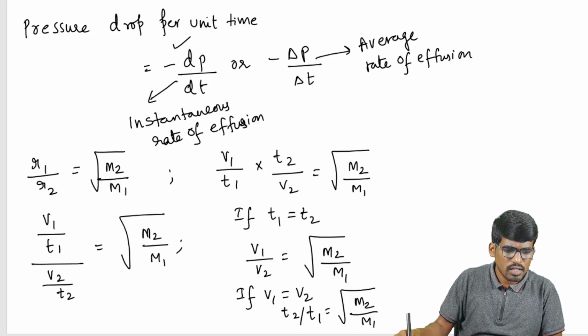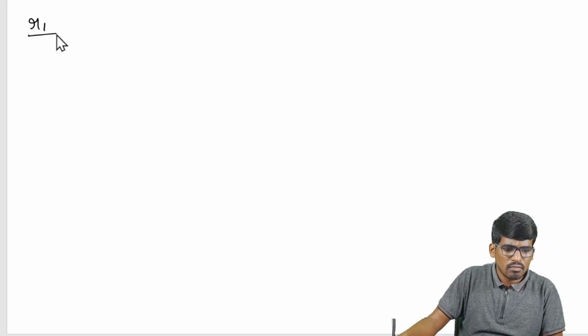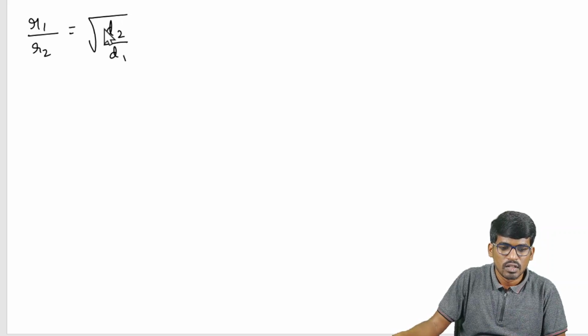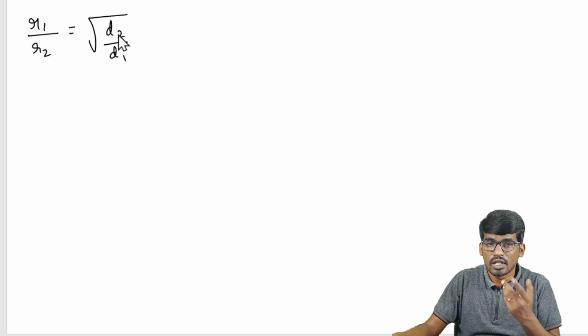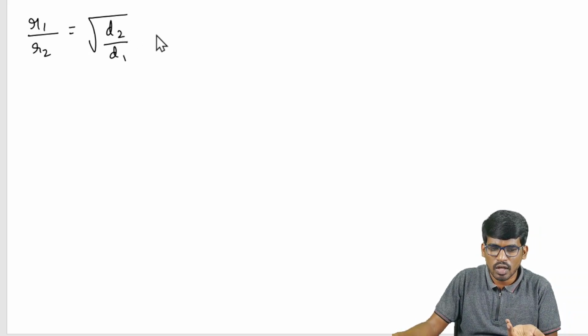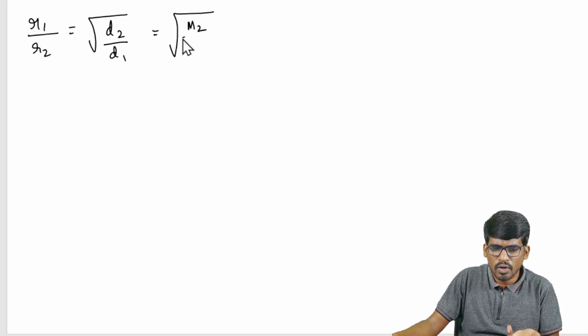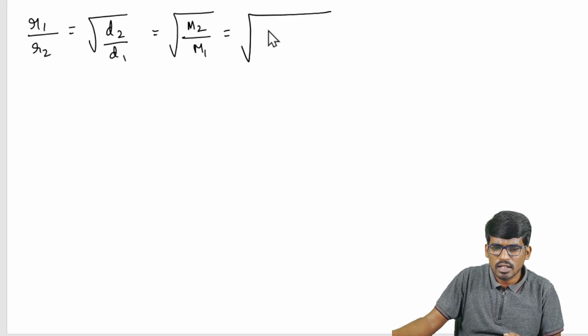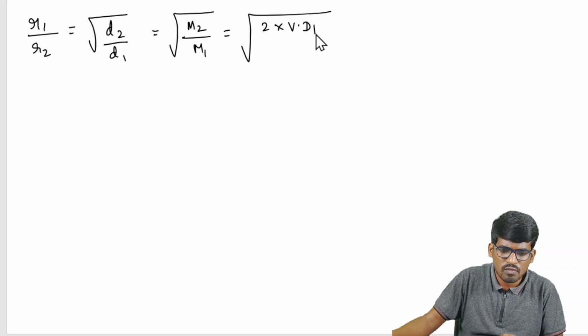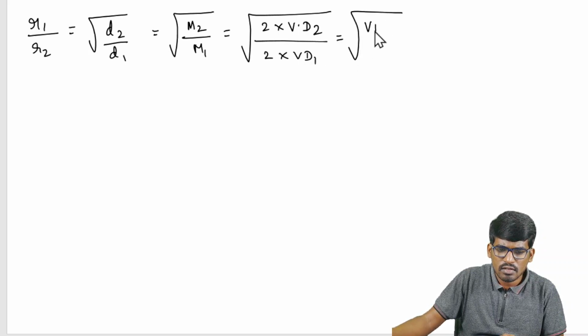Okay, or else I can write this R1 upon R2 as D2 upon D1, because it is inversely proportional to density also, and moreover it is inversely proportional to molar mass. But you are aware of it, M2 upon M1. Molecular mass is nothing but 2 into vapor density, that is VD2, of course. 2 into VD2 upon 2 into VD1, vapor density. So I can write this as, 2 gets cancelled, vapor density 2 upon vapor density 1.